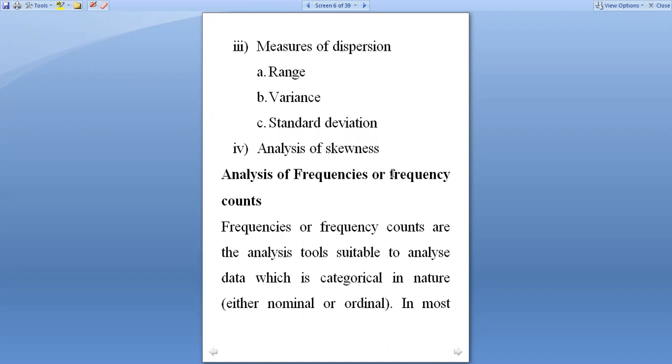When do we use frequency counts to analyze data? That should be the first question or the first answer in your mind before you use frequency counts. The answer is here in the first sentence. The first sentence said, frequency counts are the analysis tools suitable to analyze data which is categorical in nature.